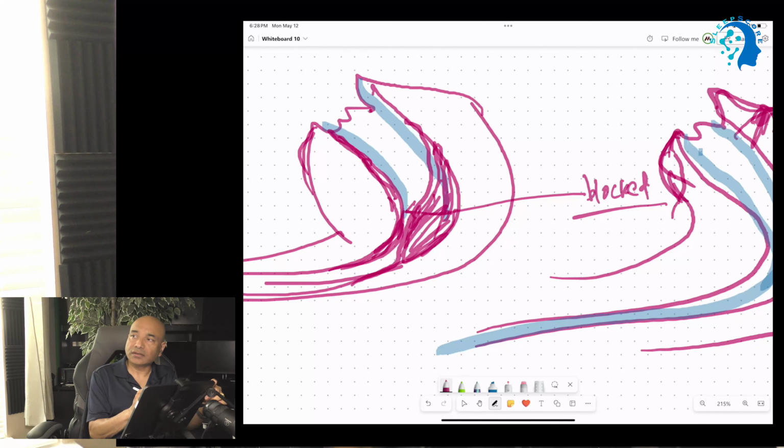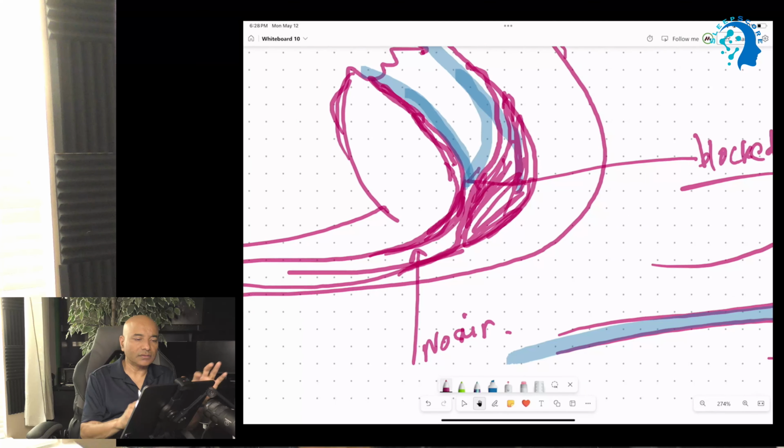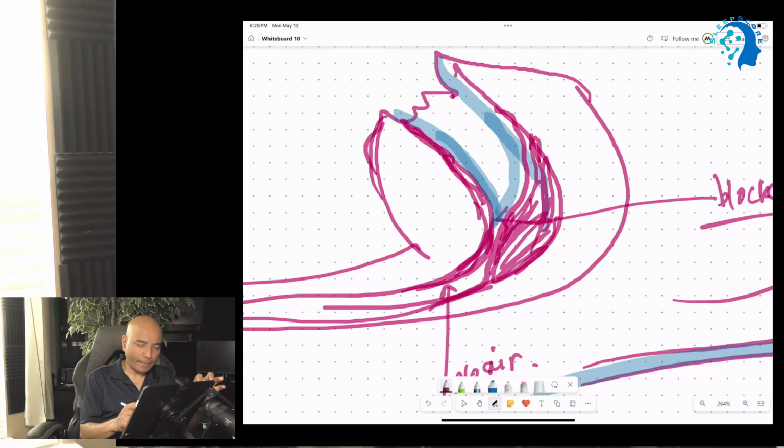Did you see that? So the air goes up to here, but it's not going in. There is no air. Right? So this condition is called sleep apnea.